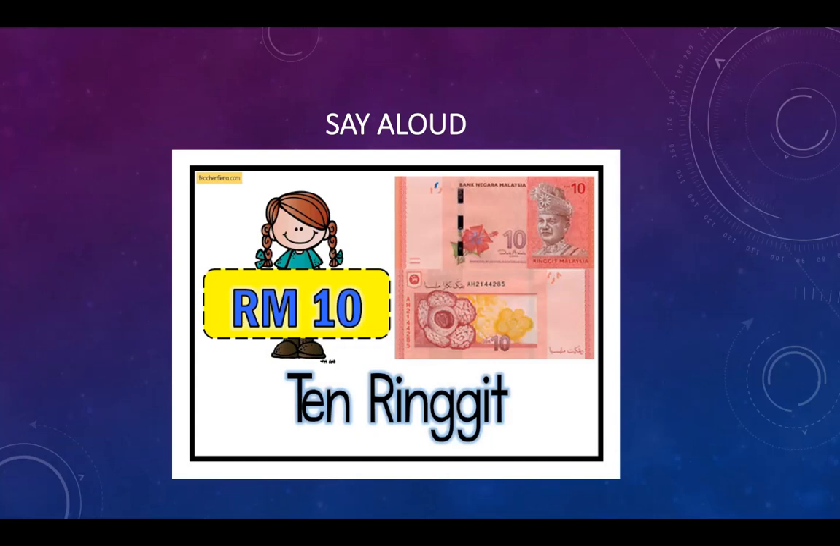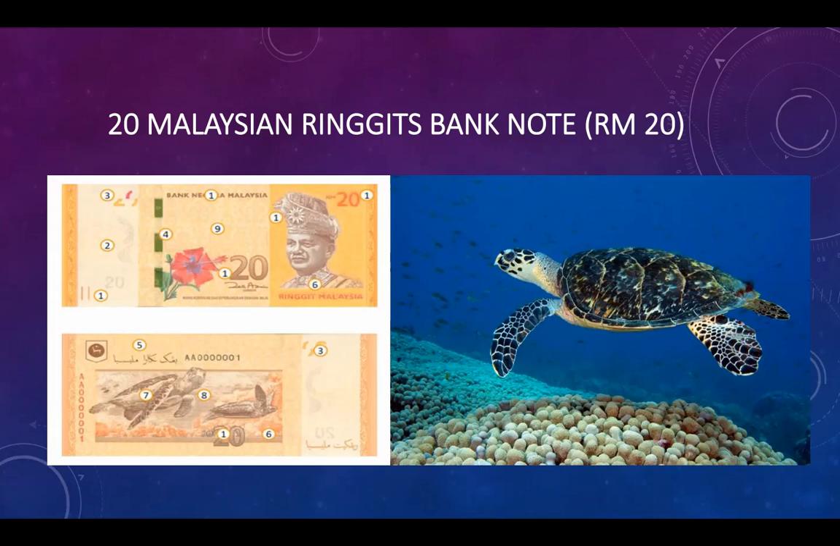20 Malaysian ringgit banknote, RM20. An orange banknote with the picture of Tuanku Abdul Rahman on the front. The one shown here is the fourth series, dated from June 2012.